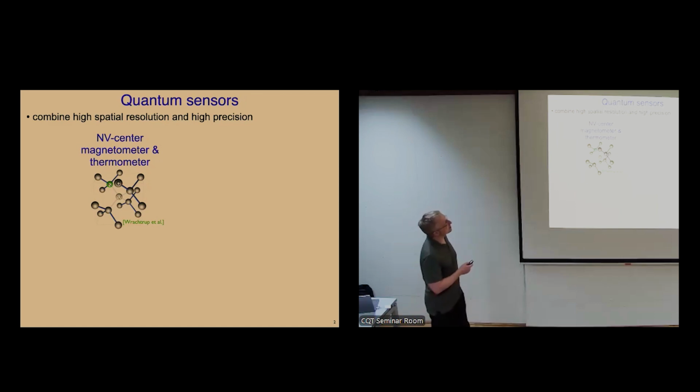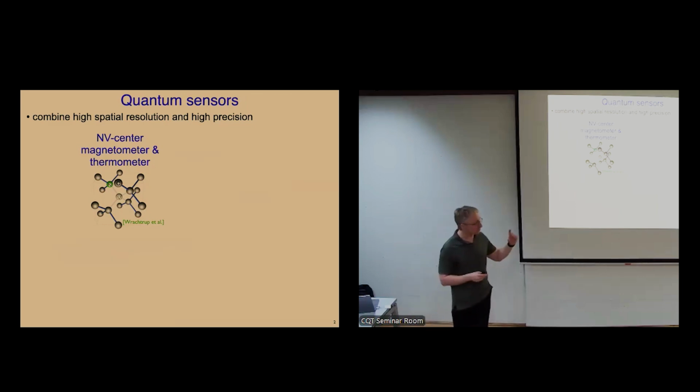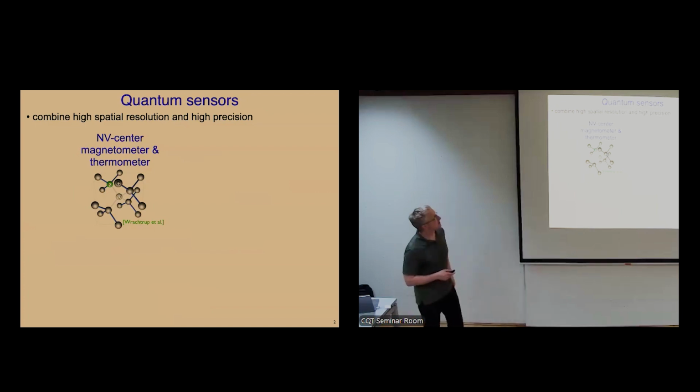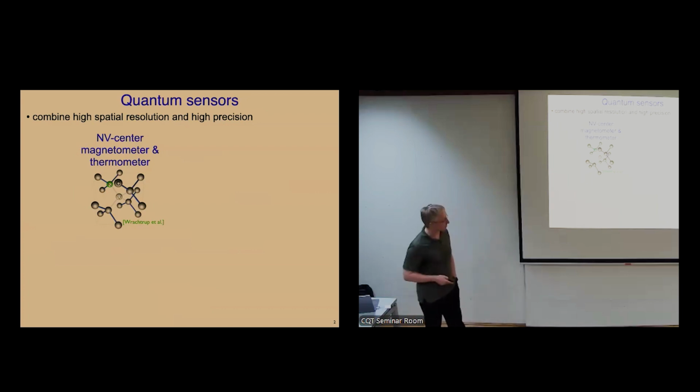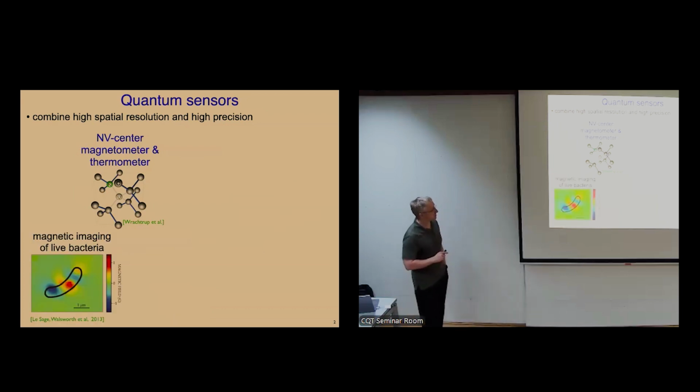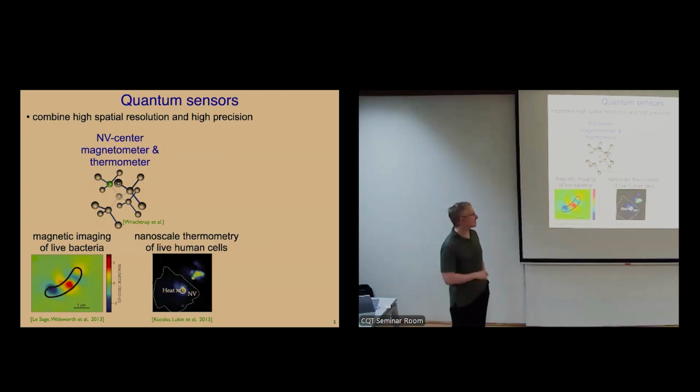So here are some examples of quantum sensors. One is this nitrogen vacancy center in diamond, which is a defect where you replace two carbons with a nitrogen and a vacancy. And this defect happens to have two levels, well, really more, but two levels whose splitting is sensitive to magnetic fields and temperature. And as a result, you can use the center as a magnetometer or a thermometer. And indeed, this has been used for magnetic imaging of live bacteria and nanoscale thermometry of live human cells.